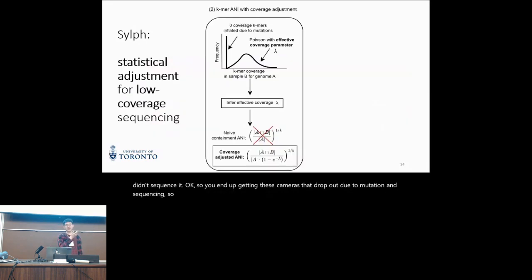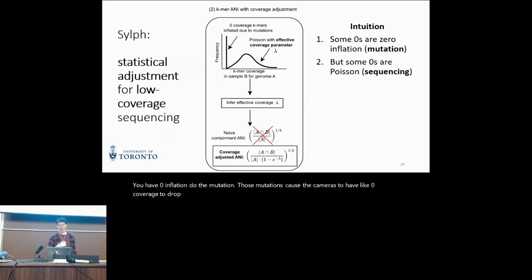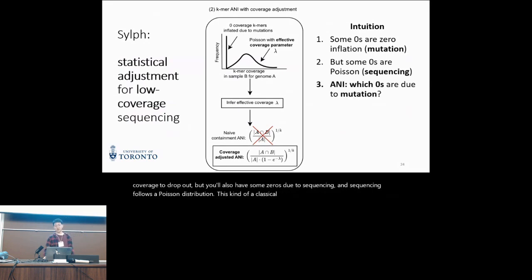So what sylph does is it does a statistical adjustment for this low coverage problem when you have k-mers dropping out due to sequencing. So I want to show you some intuition here. The first thing up top is a histogram of all of those coverage counts. And you'll see this nice Poisson part, but you also see a zero inflated part. Why? Because you'll have zero inflation due to mutation. Those mutations cause the k-mers to have 0 coverage or drop out. But you'll also have some zeros due to sequencing. And sequencing follows a Poisson distribution. This is a classical stochastic assumption that we make.